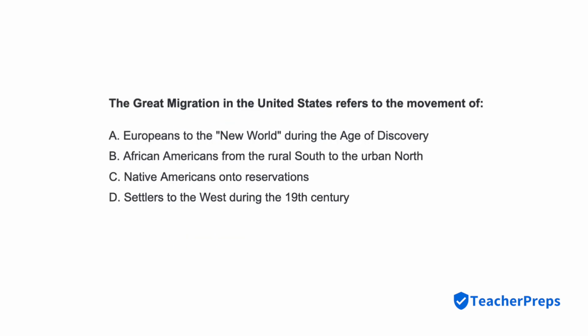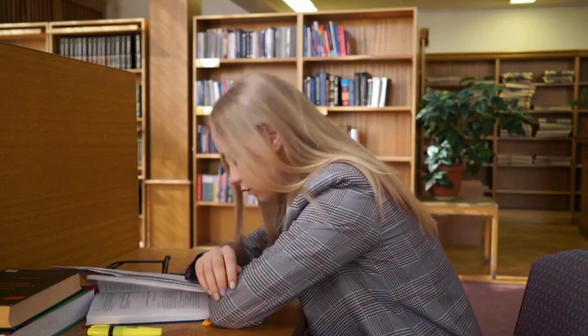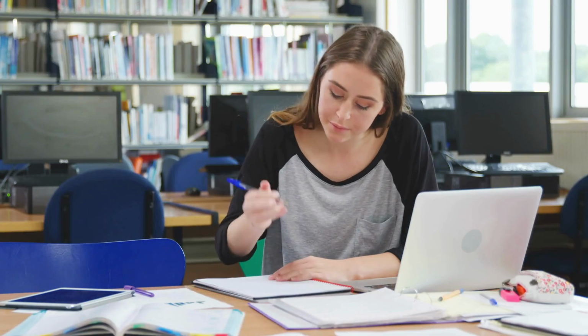The Great Migration of the United States refers to the movement of. Correct response, letter B. African Americans from the rural South to the urban North. Effective social studies instruction promotes. Correct response, letter C.